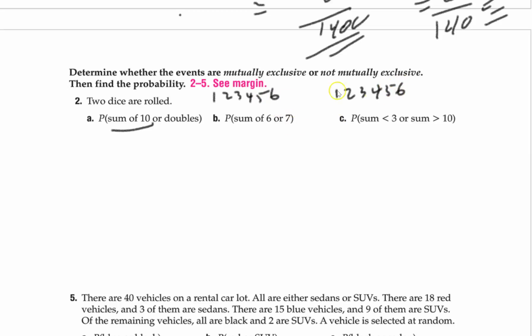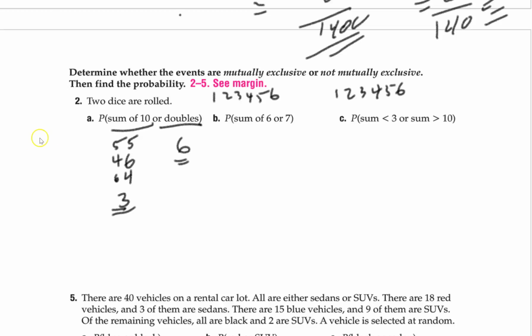So I could get a 10 by doing 5 and 5. I could do a 10 by doing 4 and 6. I could also do 6 and 4. And I believe that's it. Only ways I could get 10. So there's 3 ways to get 10. Doubles, how do I get doubles? Well, 1 and 1, 2 and 2. There's 6 ways to get doubles.